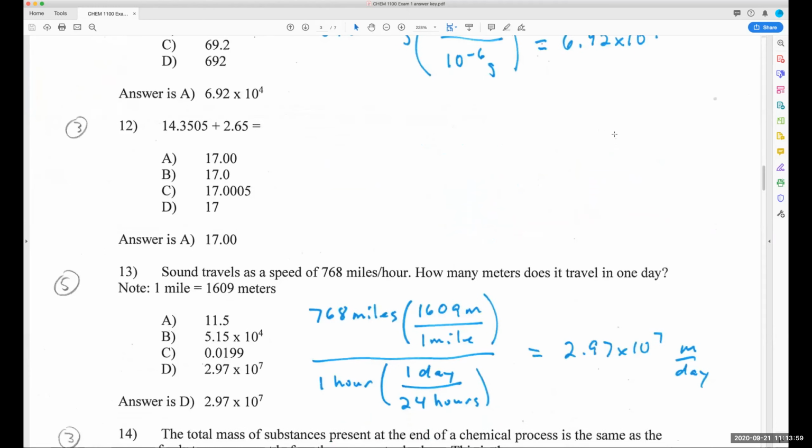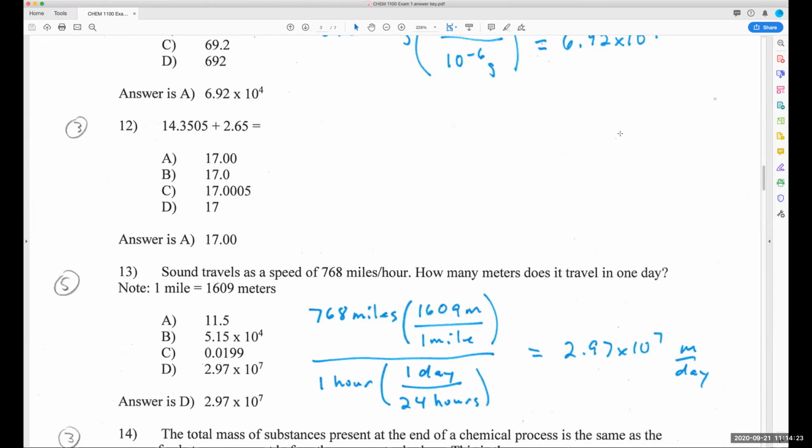Number 13, sound travels at the speed of 768 miles per hour. How many meters does it travel in 1 day? And then you were given the conversion that 1 mile equals 1609 meters. So what you needed to do is convert miles into meters and then hours into days.